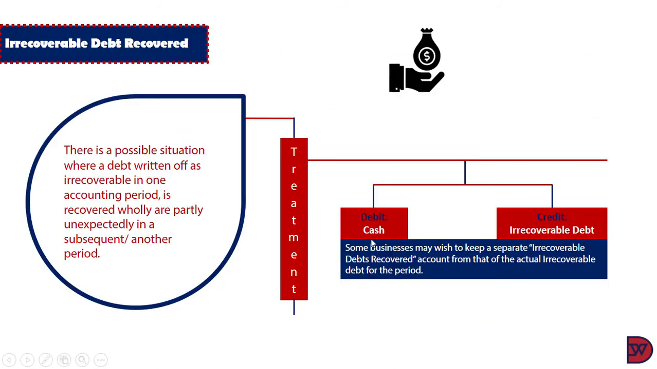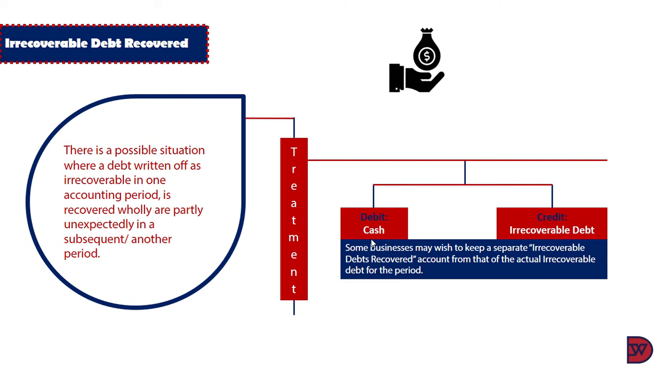Now let's move on to talk about irrecoverable debt recovered. A debt is deemed irrecoverable by the entity's estimation or judgment, but there's a possible situation where the debt, which is written off in one accounting period, may be recovered in a subsequent accounting period, in whole or in parts.